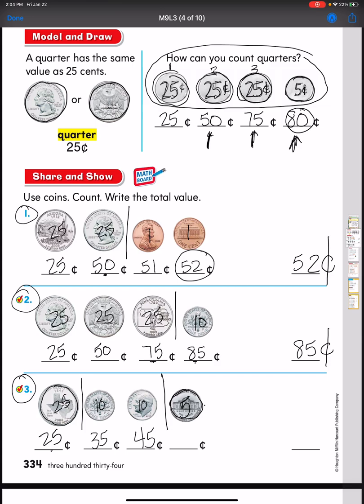Now I have nickels, and I know I need to count by fives. So I'm going to add another 5 to this 45. So I would say 45, 50. This group of coins is worth 50 cents.